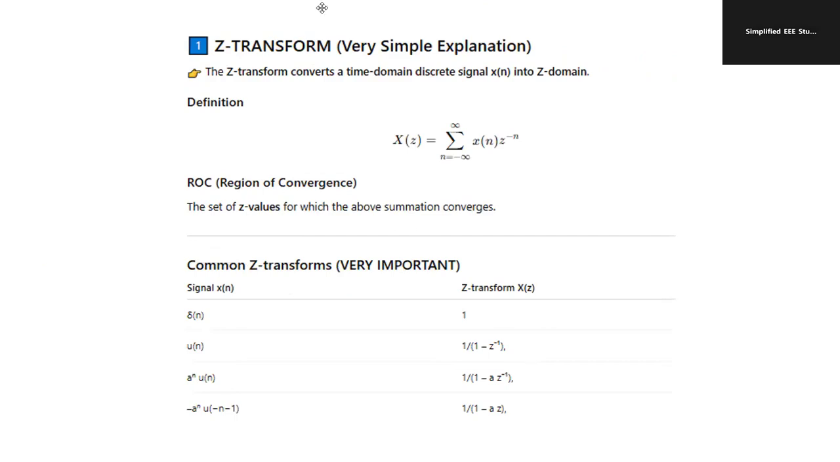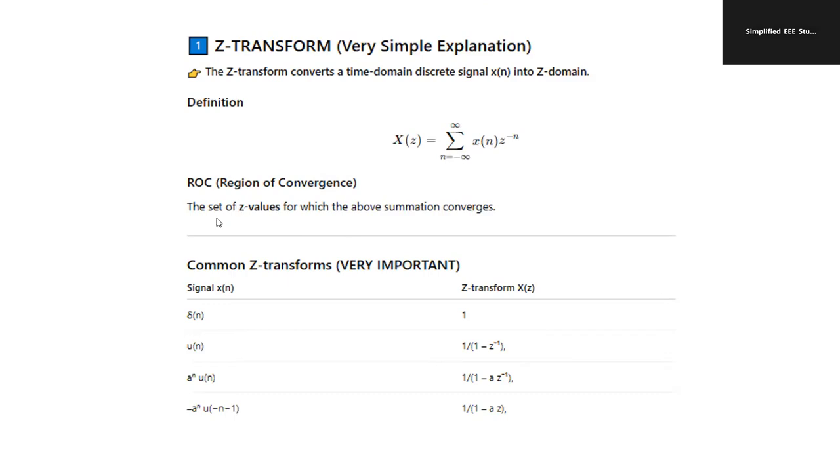First of all, let me talk about the Z transform. Z transform is a method which converts a time domain discrete signal x of n into the Z domain. Tell me the formula of Z transform. X of z, that is nothing but the Z domain. How do you get the Z domain from the discrete time signal? X of z is equal to the summation from n equal to minus infinity to infinity of x of n into z to the power minus n. It is a standard formula which is most important.